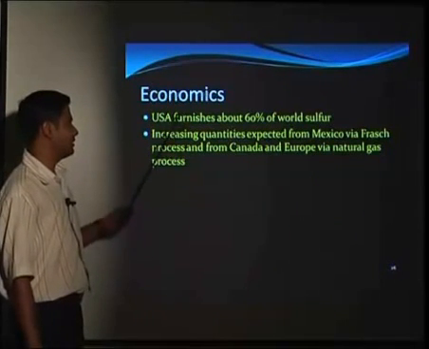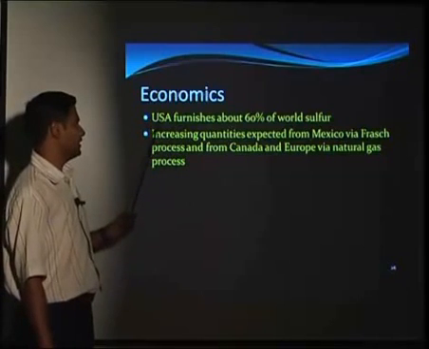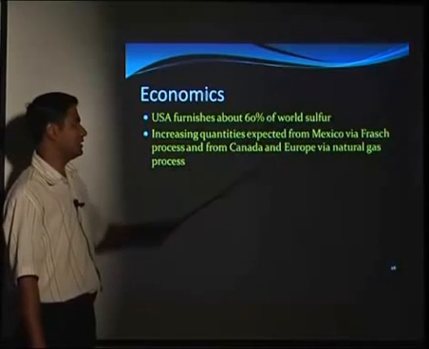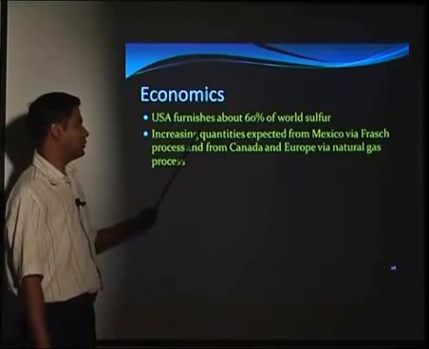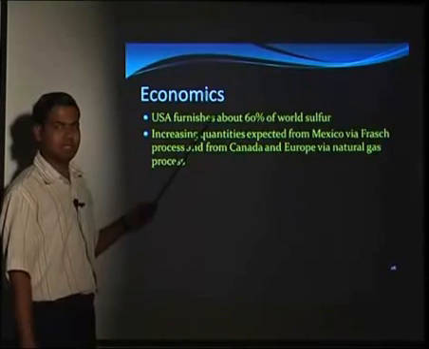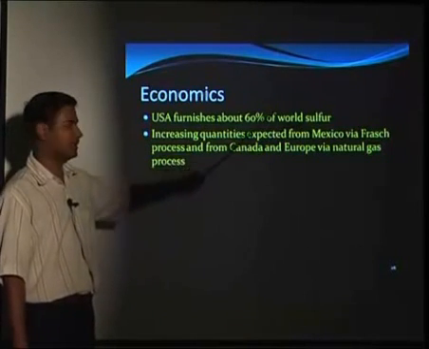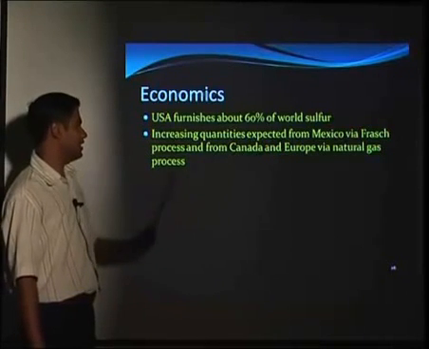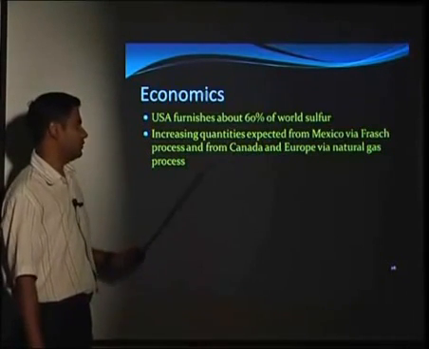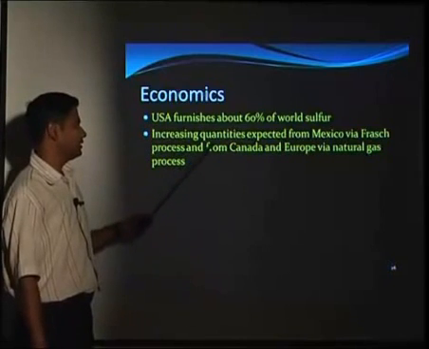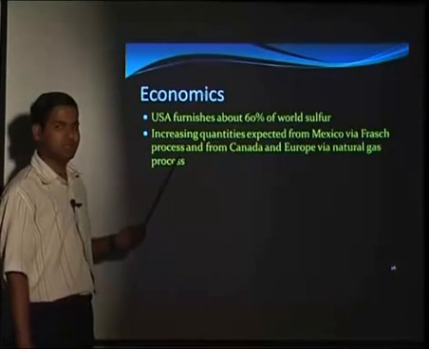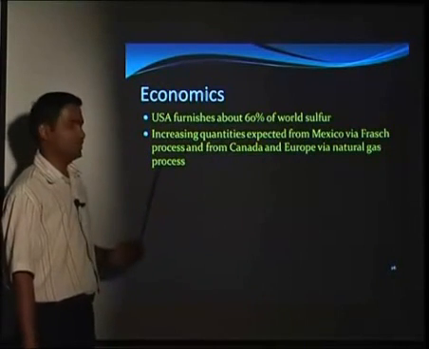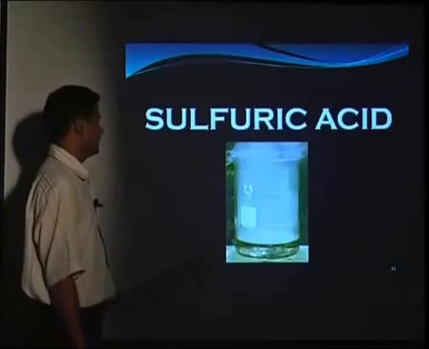And lastly, if we see the economics of these processes, then we can see the USA furnishes about 60% of world sulfur. So we can see the sulfur consumption is more in the USA, whereas if you see the Indian picture, the sulfur consumption is very low in India. Then increasing quantities are expected from Mexico via the Frasch process and from Canada and Europe via the natural gas process. So there is major demand for the Frasch process to recover sulfur in elemental form. Also Canada and Europe are dependent on the natural gas process for sulfur recovery.